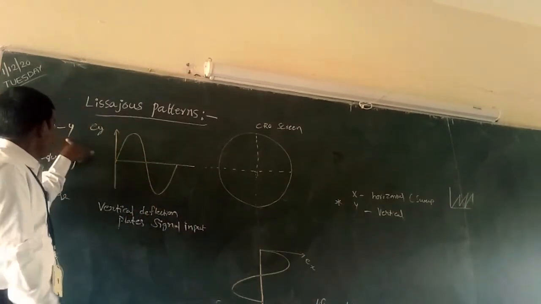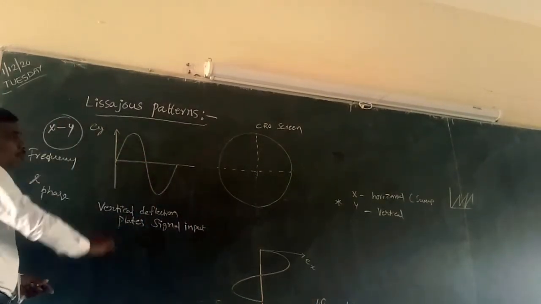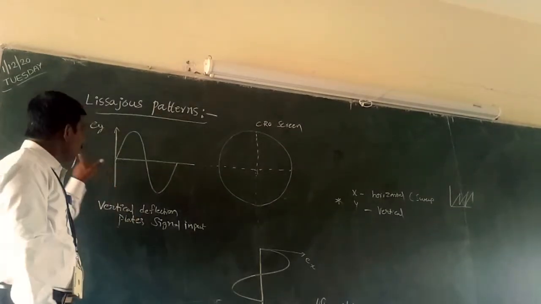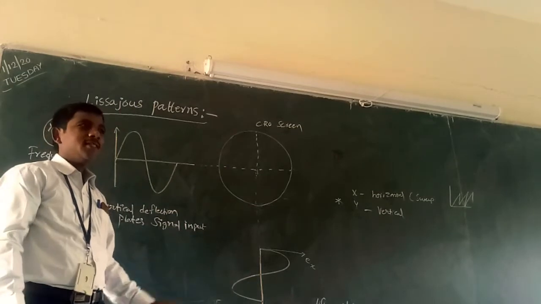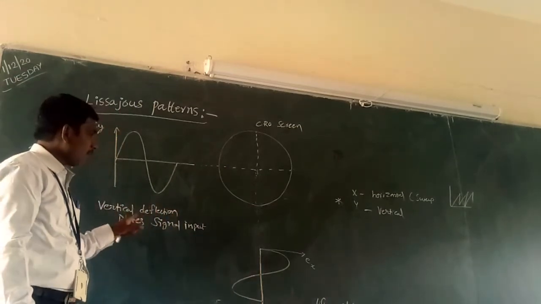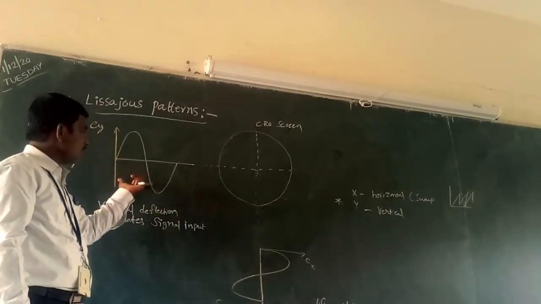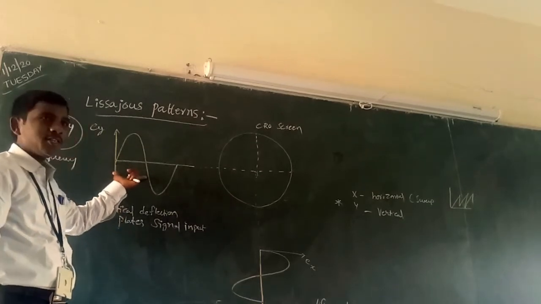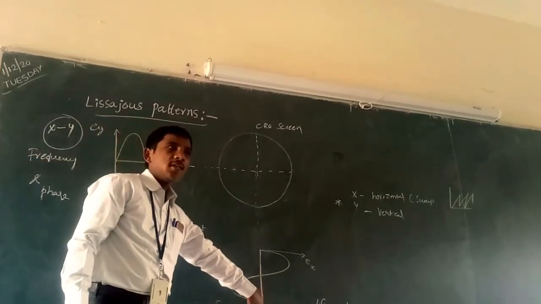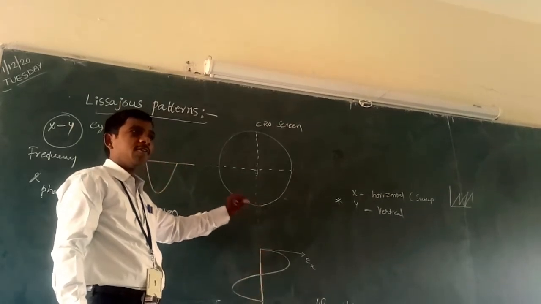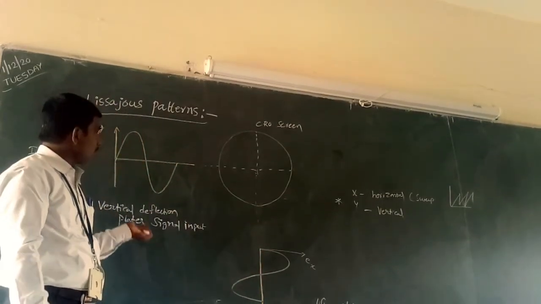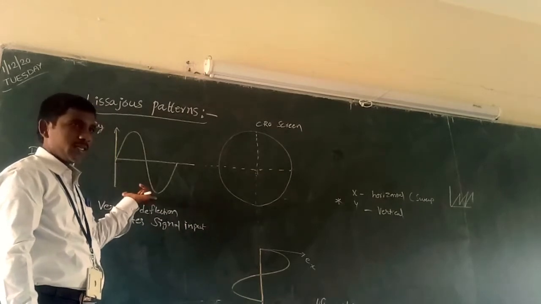When XY mode is turned on, what will happen? The CRO is disconnected from the time base generator or sweep generator. After that, we are applying two signals. One of the signals is the unknown one, applied to the vertical deflection plates. The other is the known one, a standard AC signal. We are applying it to the horizontal deflection plates. Okay, now which is the unknown one? This is the unknown signal.